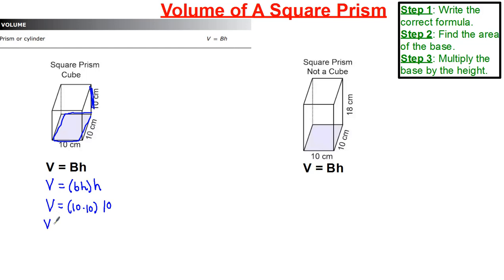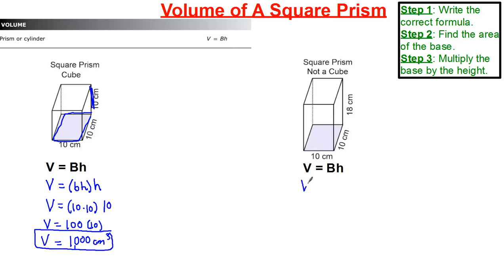Now 10 times 10 is of course 100. So the volume is 100 multiplied by 10, and 100 multiplied by 10 gives us 1000. So our volume is equal to 1000 centimeters cubed. Units are important. It's going to be centimeters cubed here.